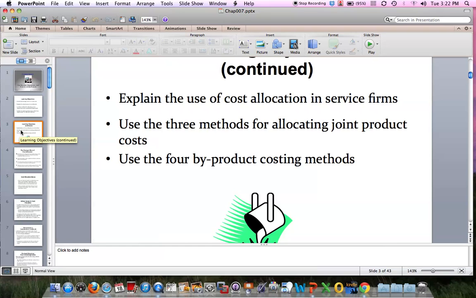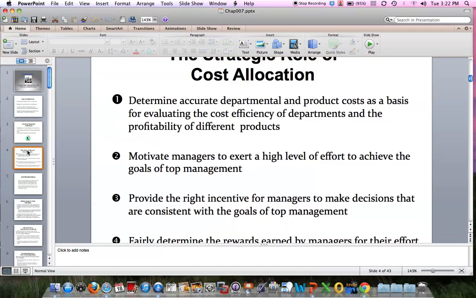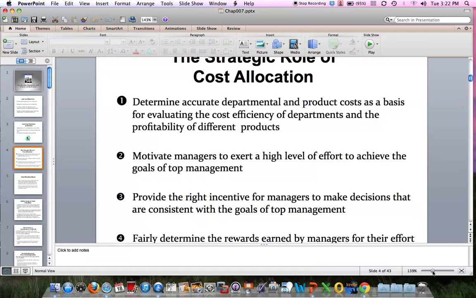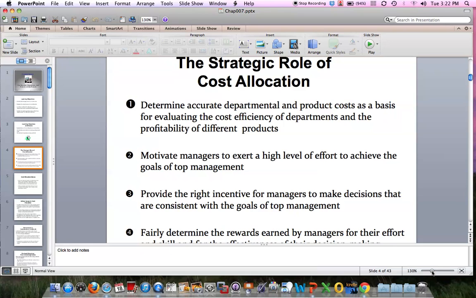So we're also going to talk about joint products and allocation of overhead costs to what we call a joint product, and we'll talk about that later. And so part of what we need to do then is talk about the strategy behind cost allocations. And again, page 224. And the goal is to get as accurate as we can departmental and product cost so that we can determine how cost efficient a department is or a product is. Okay, that's the first thing we need to think about.